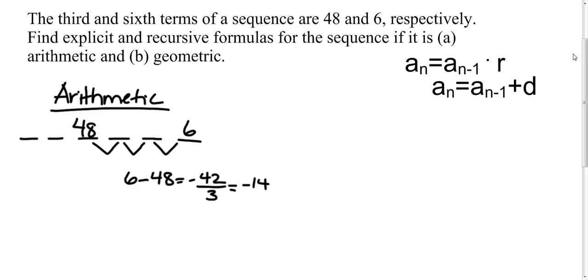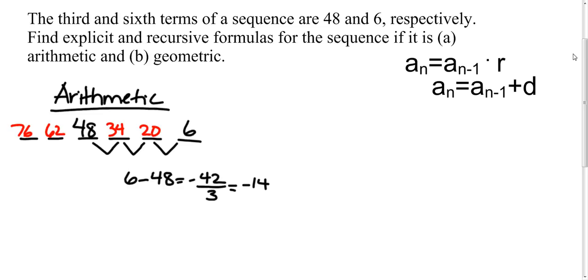So I can get the next number by subtracting 14, and I could get 34, subtract 14, and I get 20. If I go the other way, I have to add 14. So 48 plus 14 would be 62, and 62 plus 14 would be 76. That's one way you can do that.